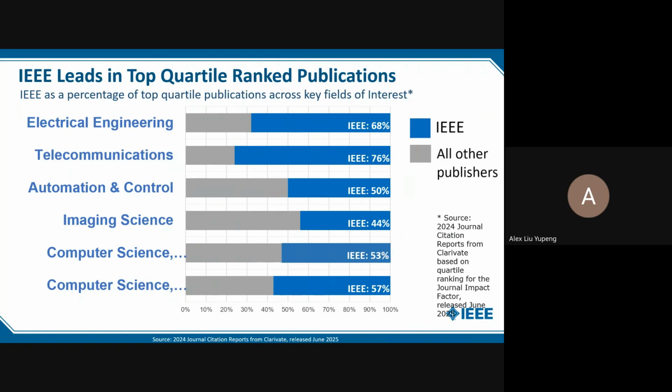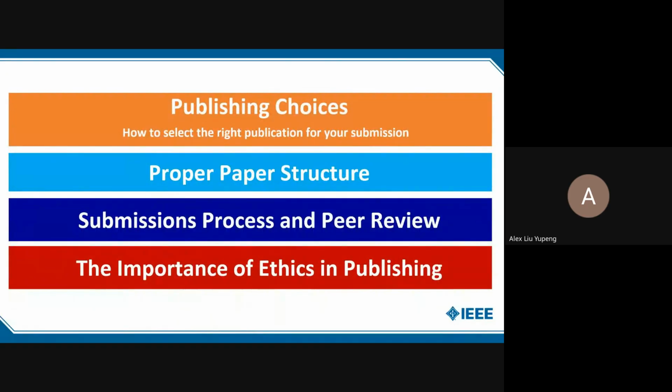My apologies. So this is the call for today. We'll talk about the different publishing choices, mainly journals and conference, then talk about the paper structure, paper submission and peer review process, and we briefly talk about the research ethics and publication ethics when it comes to IEEE.